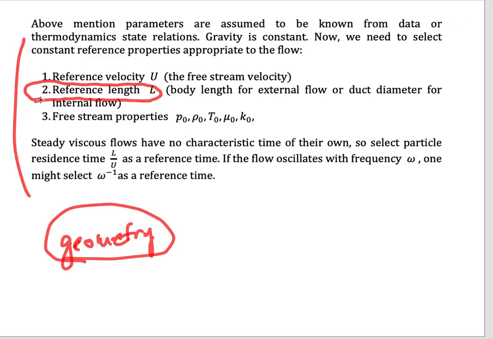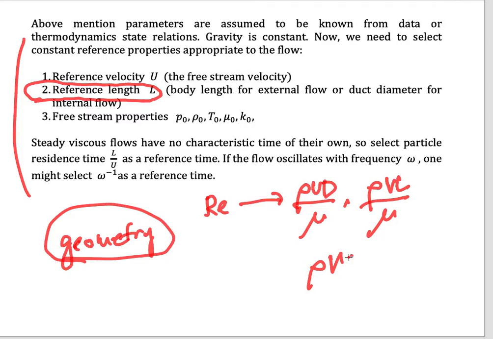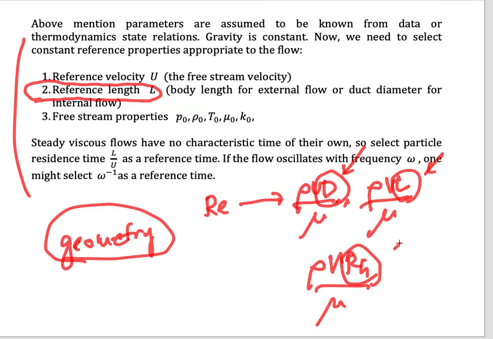So the geometry, you need to choose the most influential geometry for that system. For example, in the first slide, I showed you that the Reynolds number has three equations. You may use rho Vd over mu, you may use rho Vl over mu, and then you may use rho V rh over mu. So why do people change this one? Because people found that their object is most influenced by this parameter. So it depends on the situation.